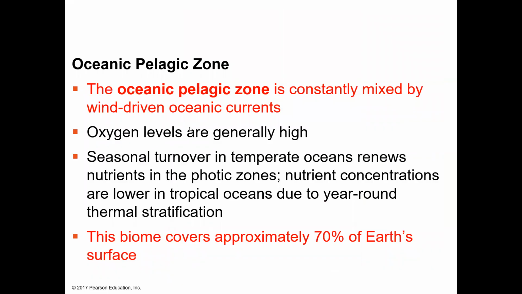Ocean pelagic zone, that's the area. Again, the major portion of the ocean is the pelagic zone, constantly mixed by wind-driven ocean currents, very high oxygen levels, seasonal turnover in temperate oceans. Again, you have the photic zones, you have the aphotic zones underneath them. This is the biggest of the aquatic biomes. So this biome specifically covers 70% of the Earth's surface, the ocean pelagic zone. So that's good to remember in terms of the aquatic biome that is the largest.